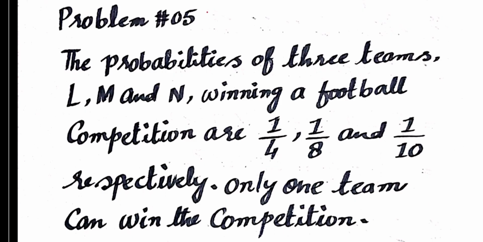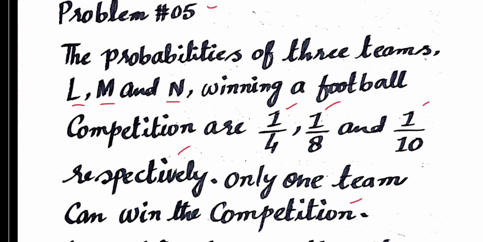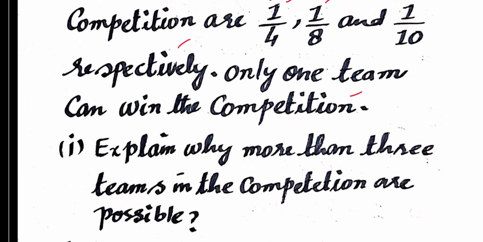This is problem number 5. Probability of 3 teams L, M, and N winning a football competition are 1 by 4, 1 by 8, and 1 by 10, respectively. That is, team L can win the competition, its probability is 1 by 4. Team M can win the competition, it has the probability 1 by 8, and the last one has the probability 1 by 10. Only one team can win the competition, so intersection is not possible here. Explain why more than 3 teams in the competition are possible.